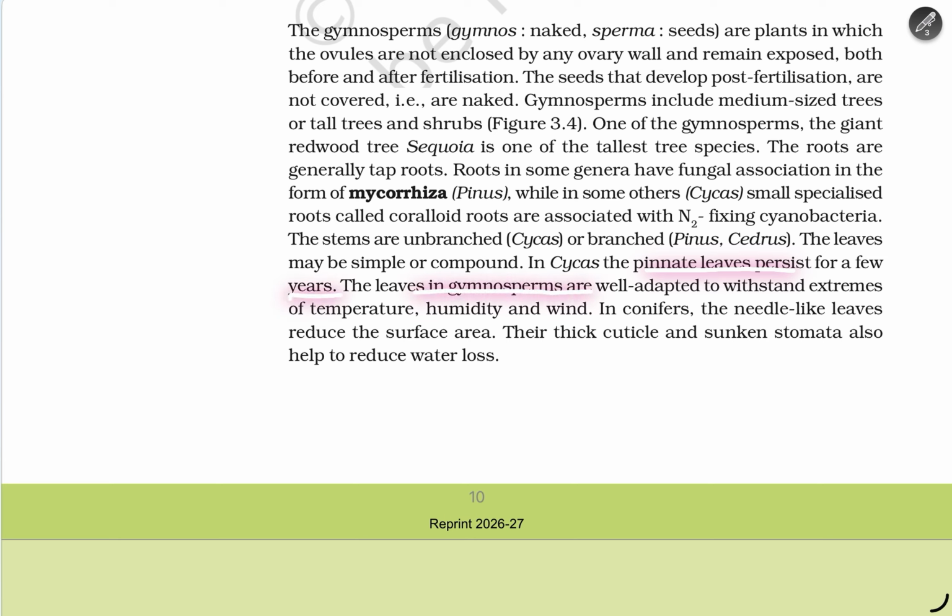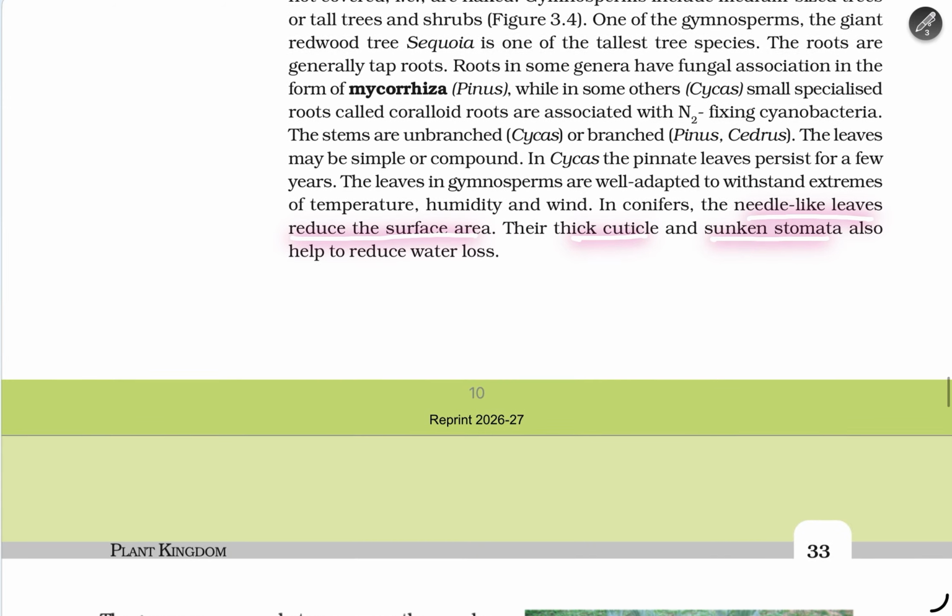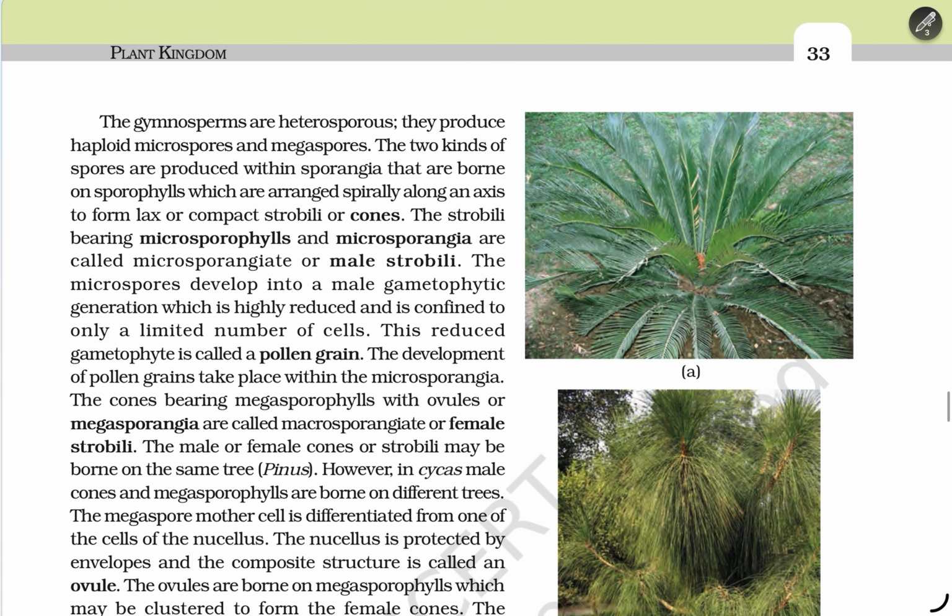The leaves in the gymnosperms are well adapted to withstand extreme temperature, humidity, and wind. In conifers, needle-like leaves reduce the surface area. The thick cuticle and sunken stomata also help to reduce water loss. Gymnosperms are heterosporous. They produce haploid microspores and megaspores.